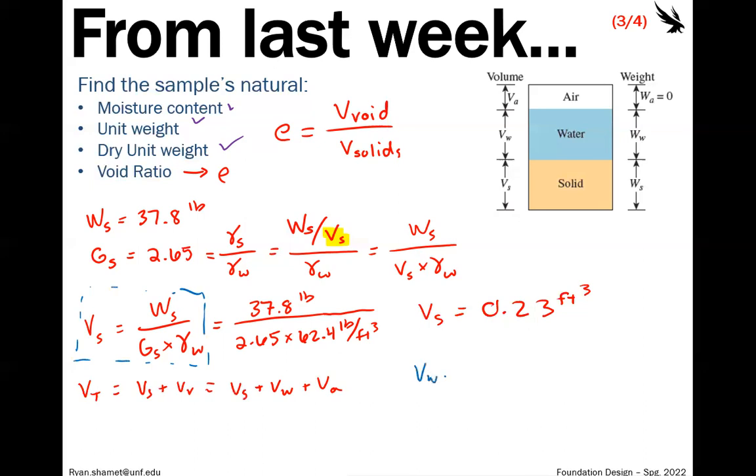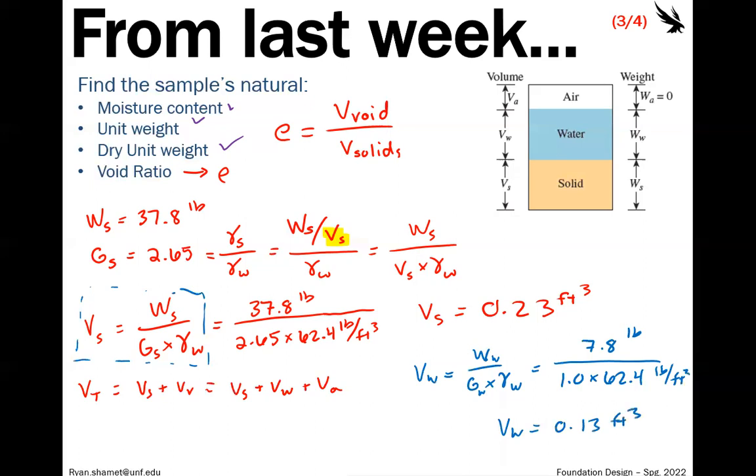So the volume of water is equal to the weight of water times the GS times, technically this should be GW, I guess, the specific gravity of water times the unit weight of water. So the specific gravity of water is 1, since it's a reference to itself, 7.8 here. Again, this is pounds per cubic foot. So the pounds cancel, cubic feet is left, and we get a volume of water equal to 0.13 cubic feet.